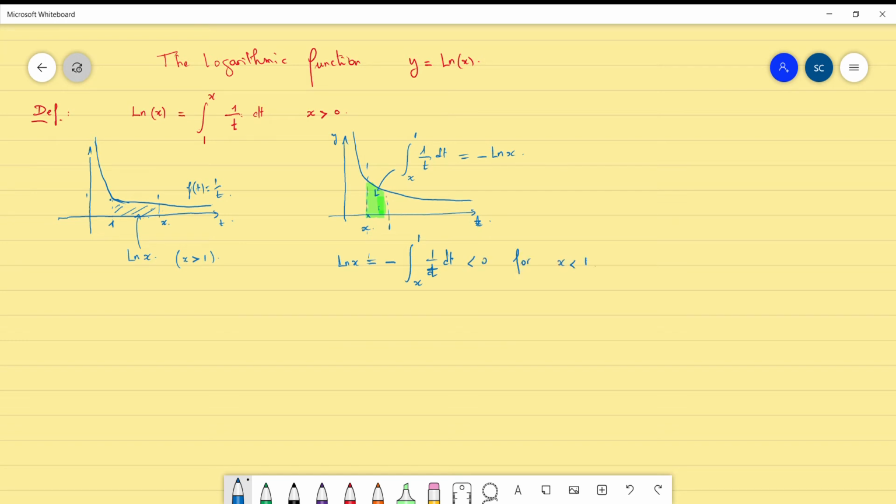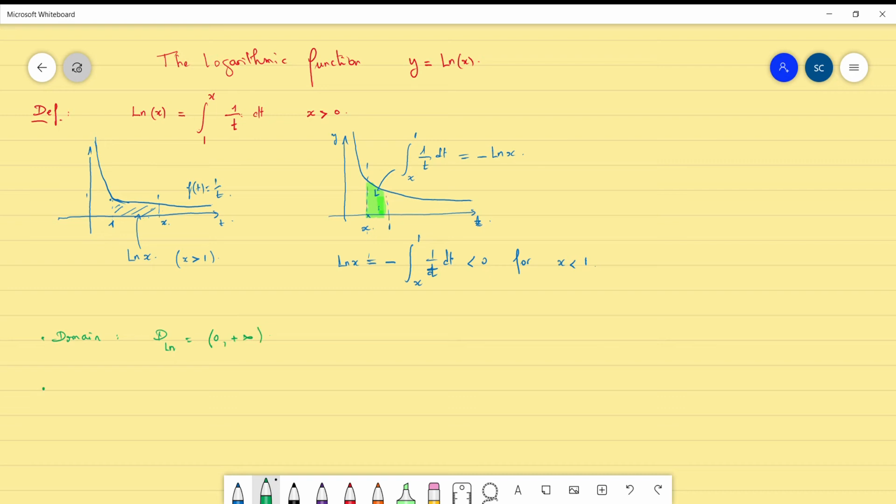Okay, so my function now, I know it takes positive values for x greater than 1 and negative values for x less than 1. Great. Now, what about the derivative? Now we have a new function. Our purpose is to study it and graph it at the end. So first thing, the domain. By definition, we want it defined from 0 to plus infinity. So the domain of the ln function is 0 excluded to plus infinity.